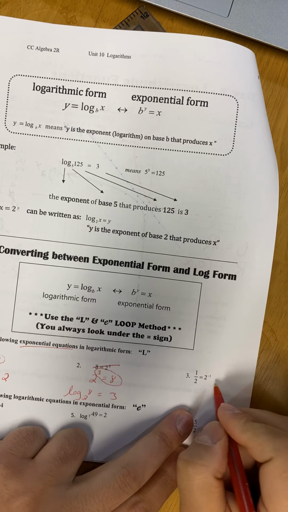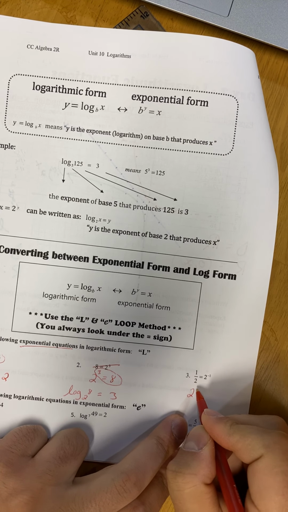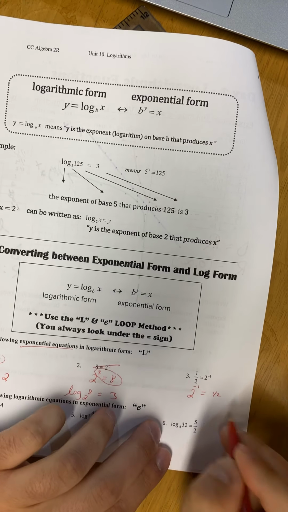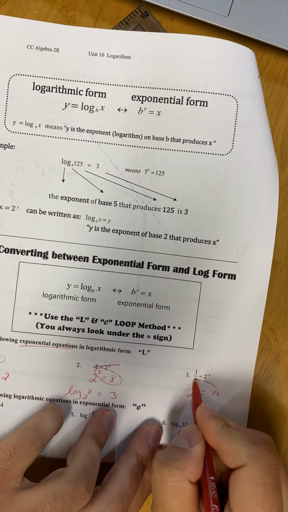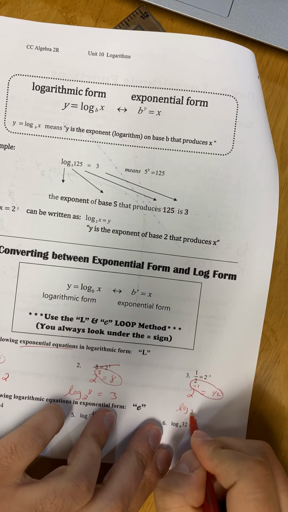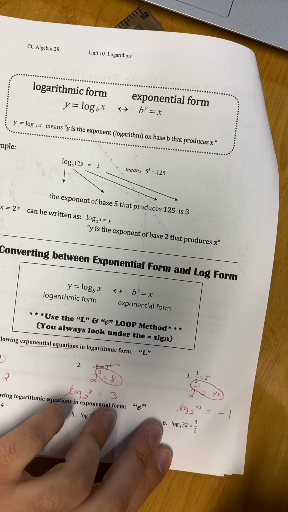All right, I don't like looking at it like this. So, 2 to the negative 1 is 1/2. 1/2 is a number, so switch these two. So log base 2 of 1/2 is -1.